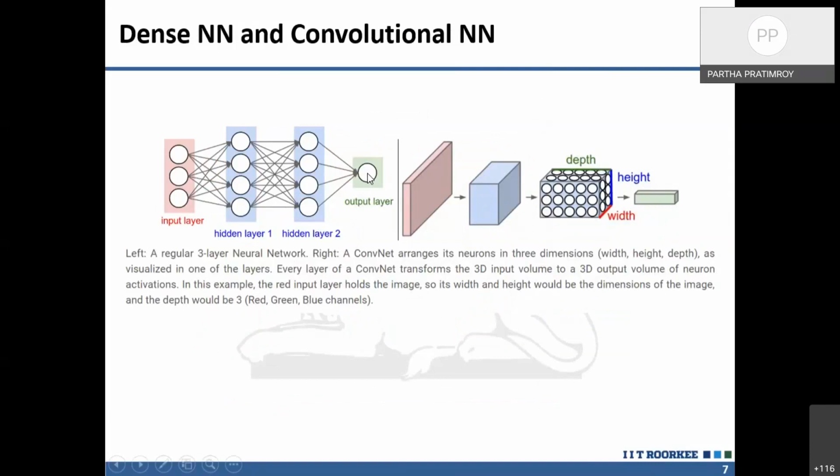So what is the difference between this neural network and a convolution neural network? In the convolution neural network, the input is an image. So how does the multi-layer perceptron work here? In this convolution neural network, you basically have feature extraction and recognition both, combined one after another.